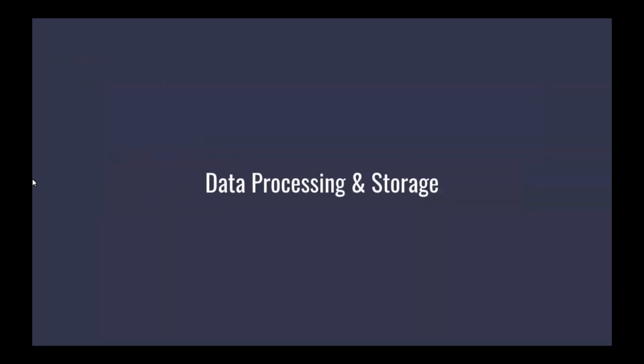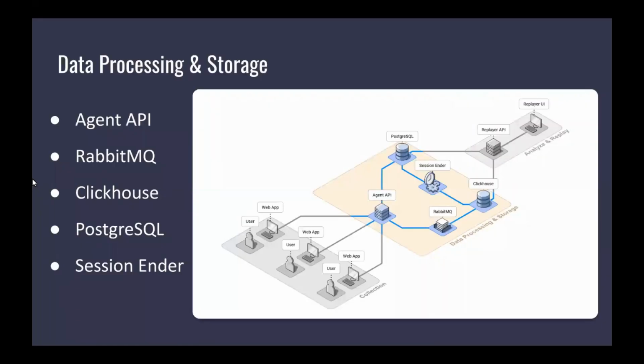This brings us to the data processing and storage part of Bard's system. The data processing and storage group contains 5 components. This group of components is dedicated to receiving data from web applications, processing that data so it's ready for replay and conversion analysis, and storing it. So let's look at how each component contributes to these objectives.